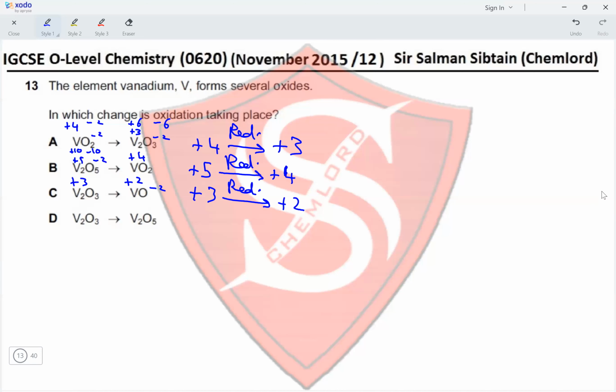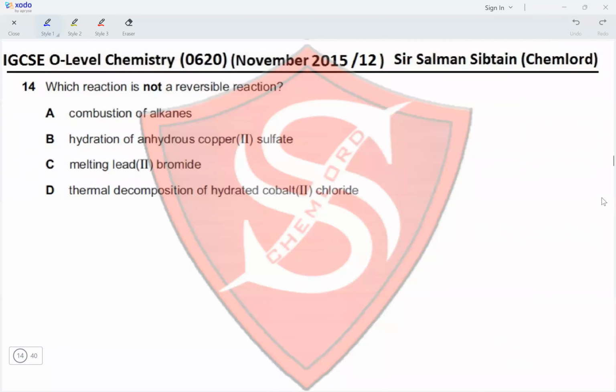And finally, we have V2O3 in which vanadium has a charge of +3 as previously solved, and V2O5 in which vanadium has a charge of +5 as previously solved. So we have +3 charge going to +5 charge. So an increase in positive charge would represent oxidation, which would make option D the correct option for this question.